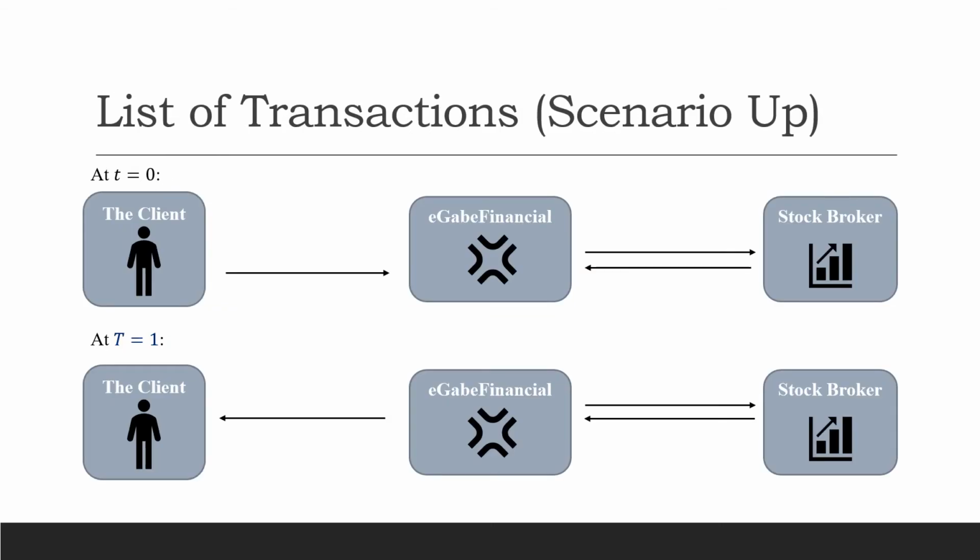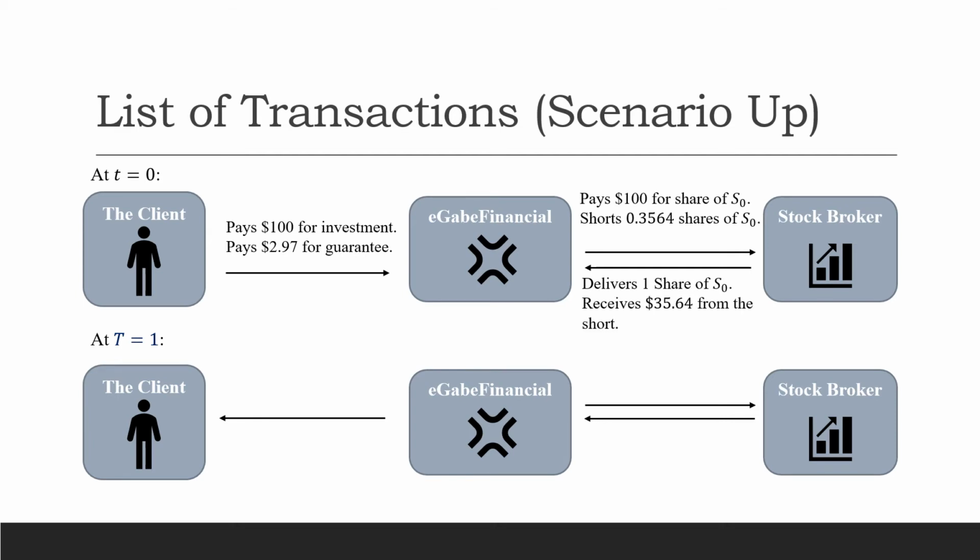Let's summarize what just happened here with a list of transactions. For the sake of simplicity, I will be ignoring transaction costs and shorting margin requirements. At time zero, the client pays us $100 for the investment and $2.97 for the guarantee. We pay $100 for the share of the stock market portfolio through some stockbroker, and the broker gives us one share of the stock market portfolio. We then short 0.3564 shares and receive $35.64 from the short.